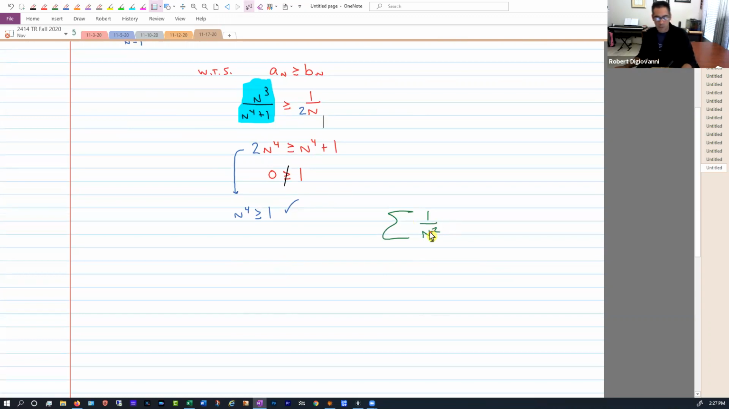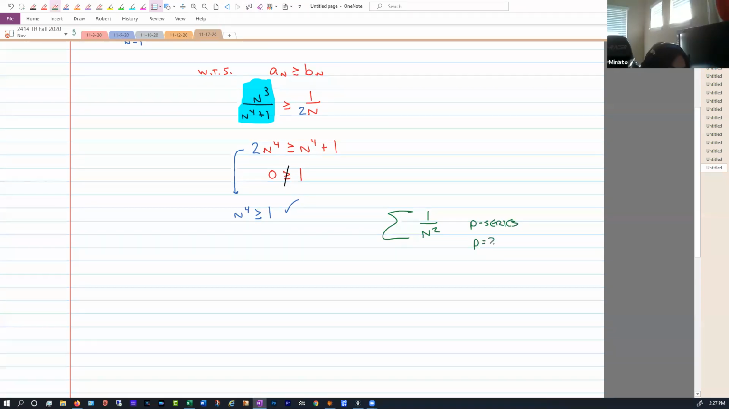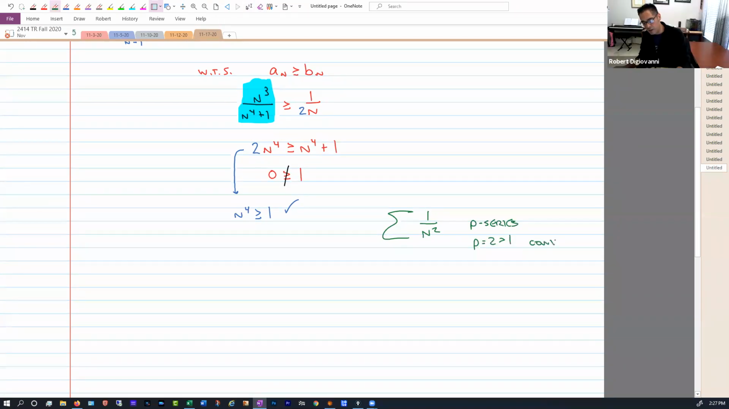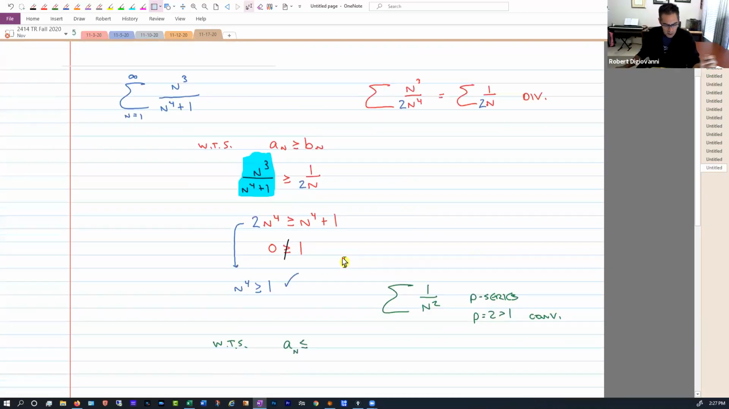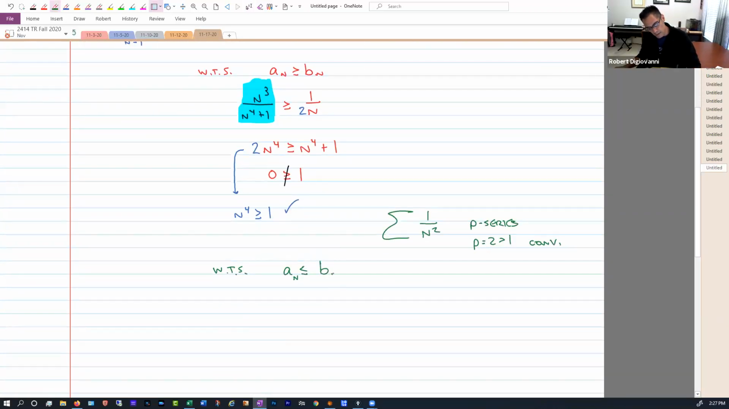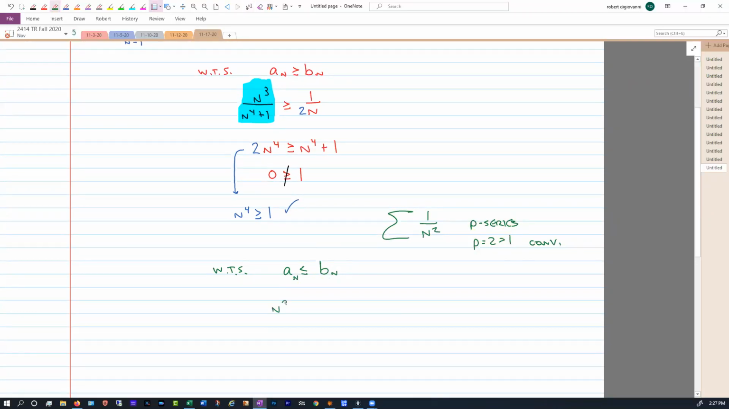This is a P series, right? And what does it do? It converges. P is 2, it's bigger than 1. Now we have a convergent series we're comparing it to. So what inequality do we have to show? That this is smaller than this, right? Because we're comparing it to a convergent one, so we need this to be smaller.